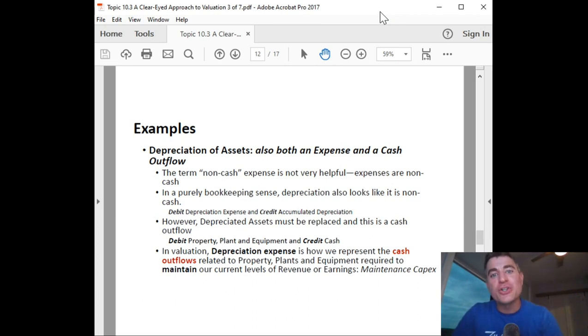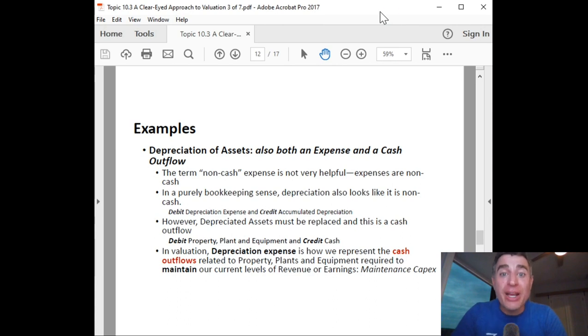Well, guess what? Depreciation works basically the same way as inventory does, or cost of goods sold. When we record the expense, we don't credit the cash account. But if we want to stay in business, we're going to have to re-spend cash, my debit, property, plant, equipment, and credit cash. If I want to stay in business, when assets get worn out, I have to replace them.